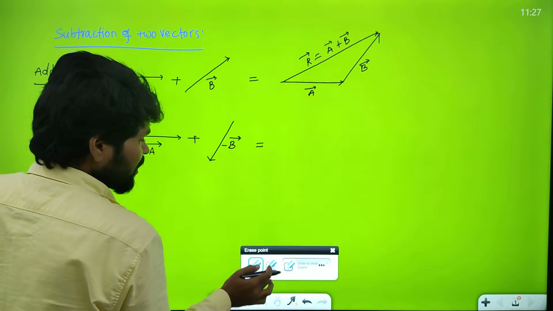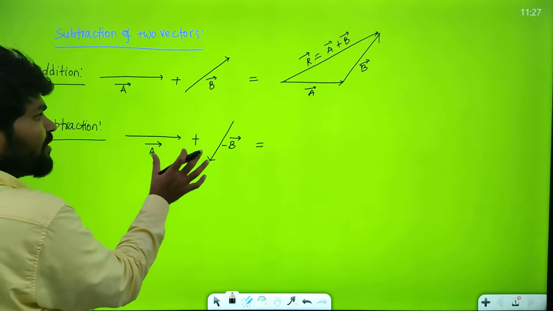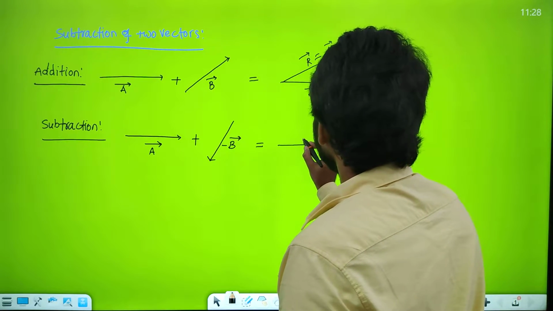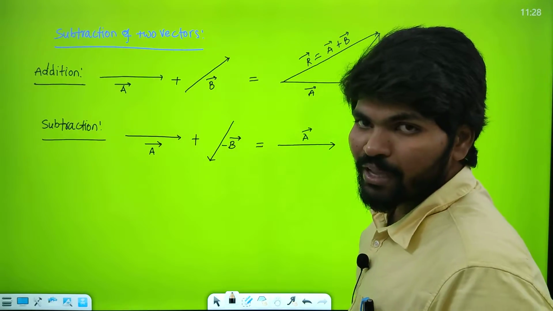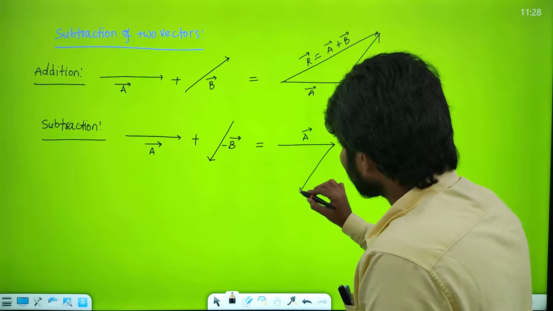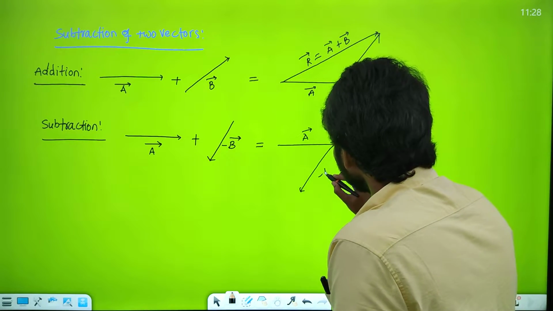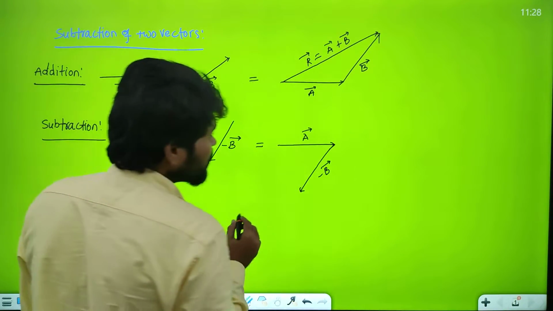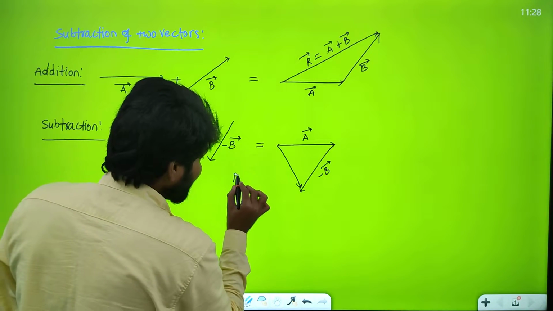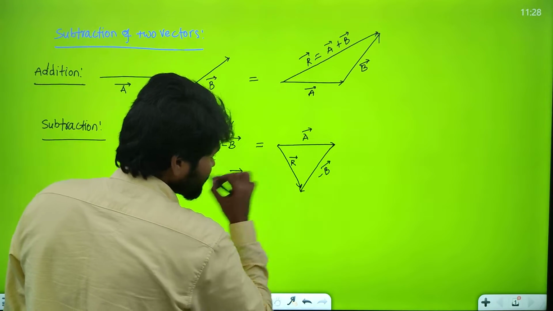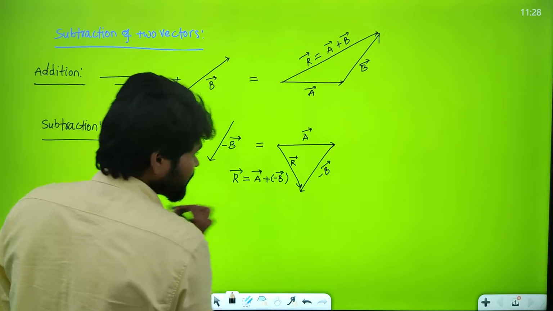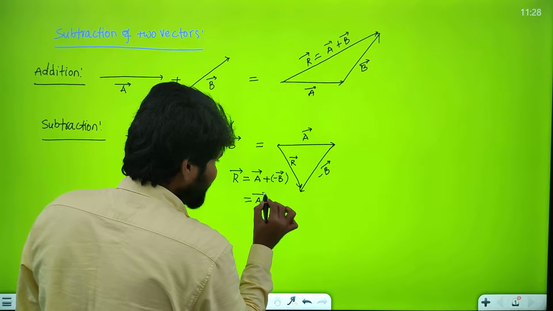Similarly, here I am using the addition concept. In the same way, I have to add these two vectors. How? Take a vector A. This is vector A, right? The tail of vector B should always touch the head of vector A. See, this is the tail of vector B touching the head of vector A. So this is the minus vector B. The resultant should be from the tail of vector A to the head of vector B. This is the resultant. The resultant is A vector plus minus B vector, that implies vector A minus vector B.